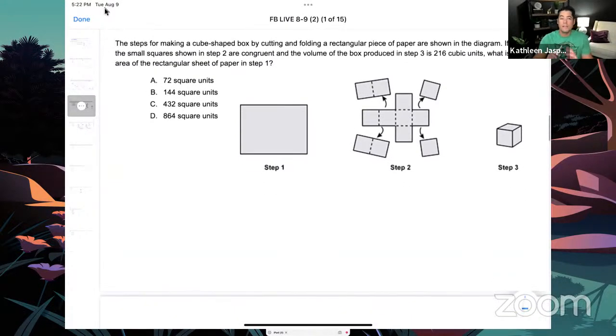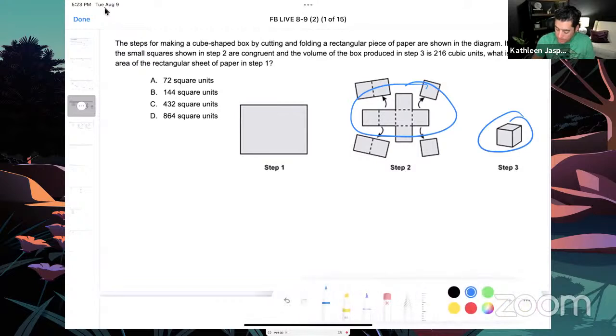Okay, we have the steps for making a cube-shaped box by cutting and folding a rectangular piece of paper as shown in the diagram. If all the small squares shown in step 2 are congruent and the volume of the box produced in step 3 is 216 cubic units, what is the area of the rectangular sheet of paper in step number 1? Okay. So as you see, we took a paper, we cut it up into squares, and then we made what's called a net, right? A net is, in geometry terms, a two-dimensional representation of a three-dimensional object. When you fold it on all the dotted lines, you create a cube.